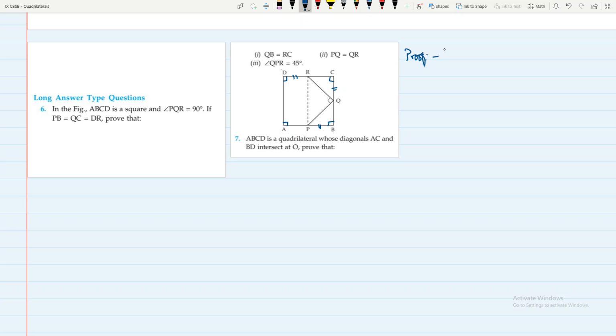Yes, so we have to, तुम्हारे सामने जो भी given है, ABCD square है, PB, QC, DR equal हैं, and I have to prove that QB is equal to RC. तो कौन से दो ट्राइंगल हम कंसिडर करेंगे? Triangle PBQ and triangle RCQ. परफेक्ट. ठीक है, ये तो इजी था इसको समझना.